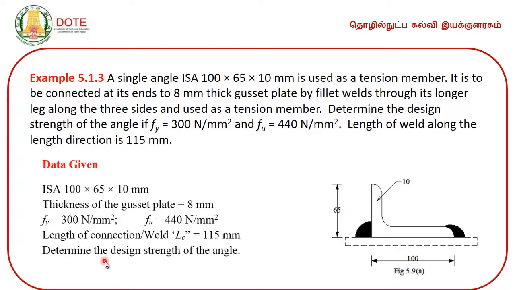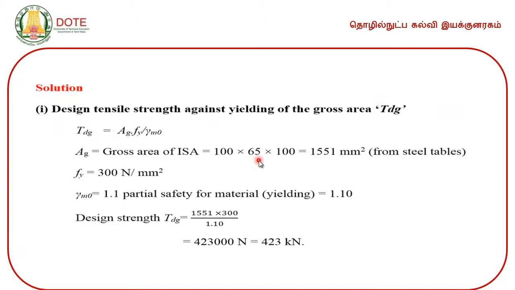We will quickly go through this and we will do the calculation. So, the first mode of failure, that is the strength against yielding of gross area, Tdg, is equal to Ag into Fy divided by gamma m0, and for the given Indian standard angle we have to take the value of Ag and other geometrical parameters from the available steel table, right.